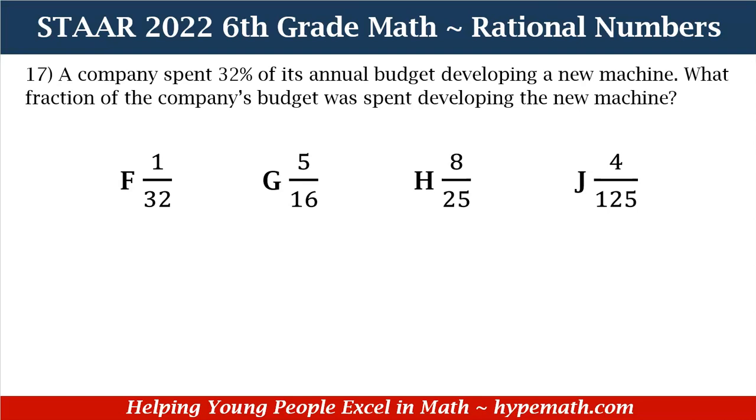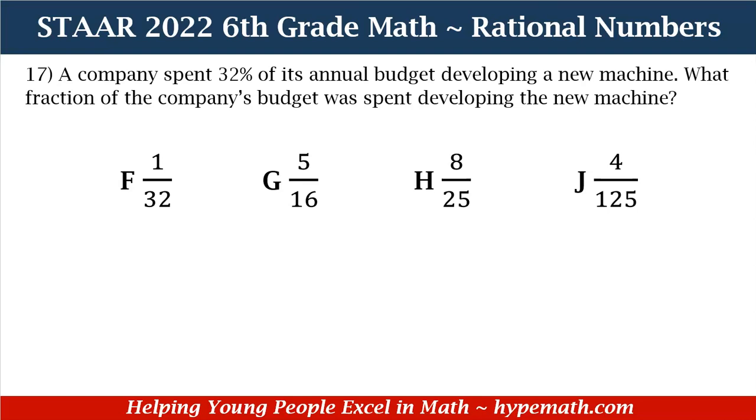Number 17 says, a company spent 32% of its annual budget developing a new machine. What fraction of the company's budget was spent developing the new machine? Is it F, 1 over 32, G, 5 over 16, H, 8 over 25, or J, 4 over 125?